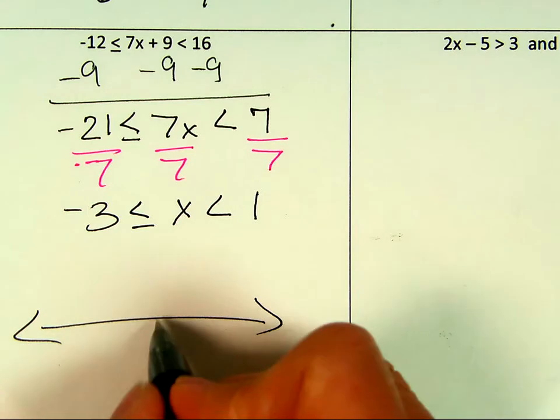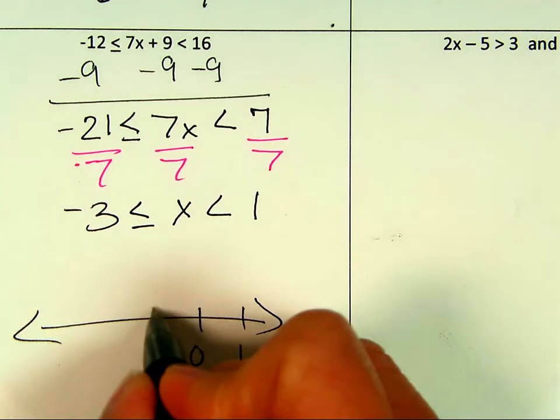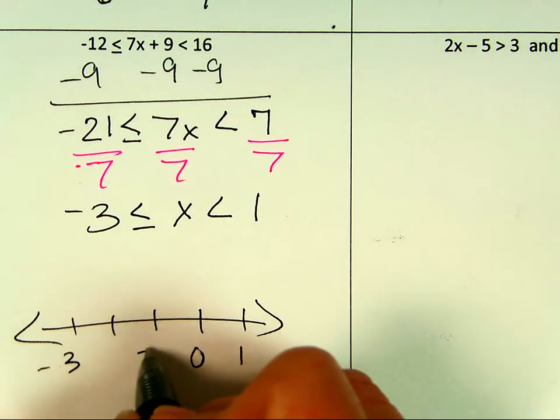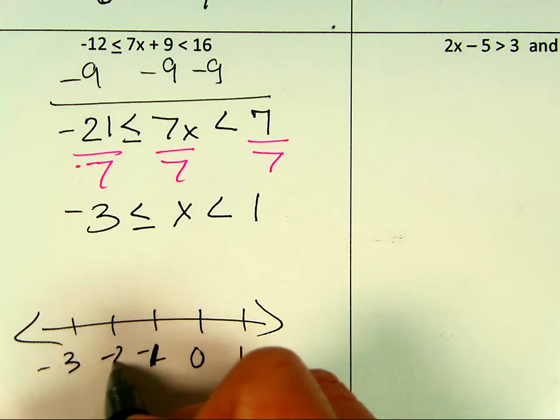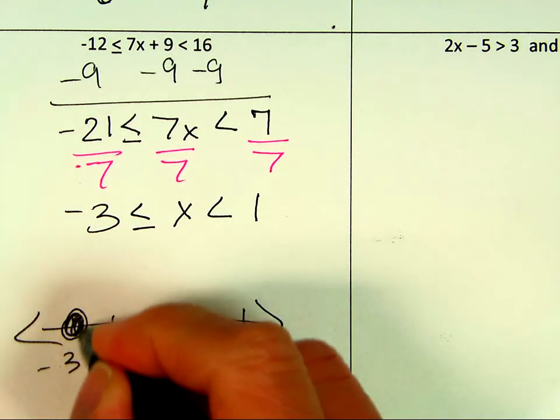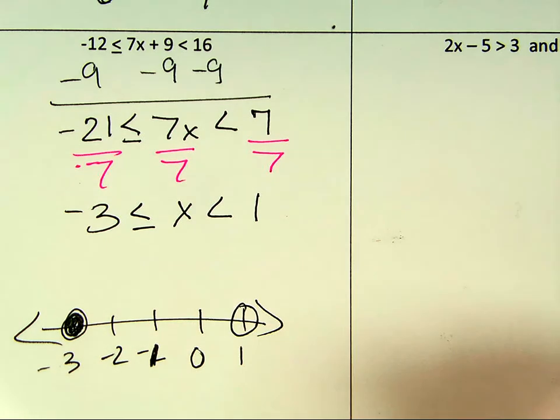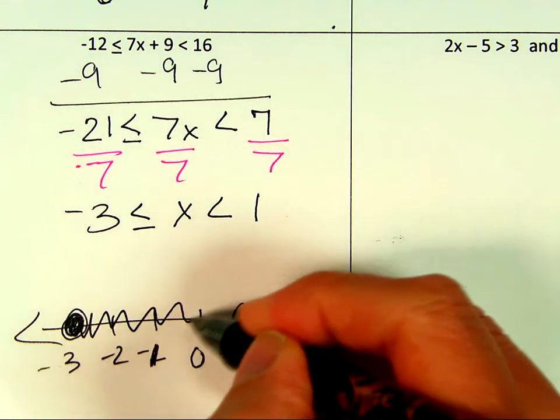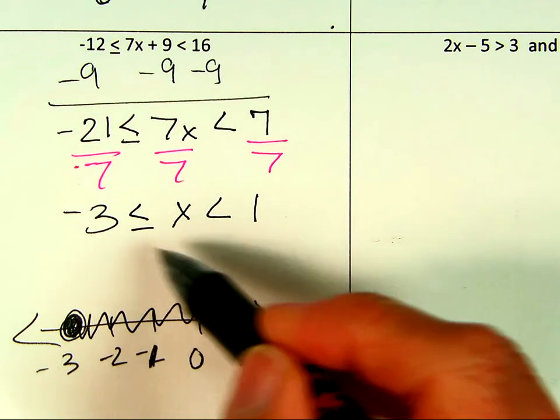So we're going to get 1, 0, 1, 2, 3. Whoops, -1, -2. So we have a closed circle at -3. We have an open circle at 1. And what we're graphing is what makes it true for both of them, or everything between those two.